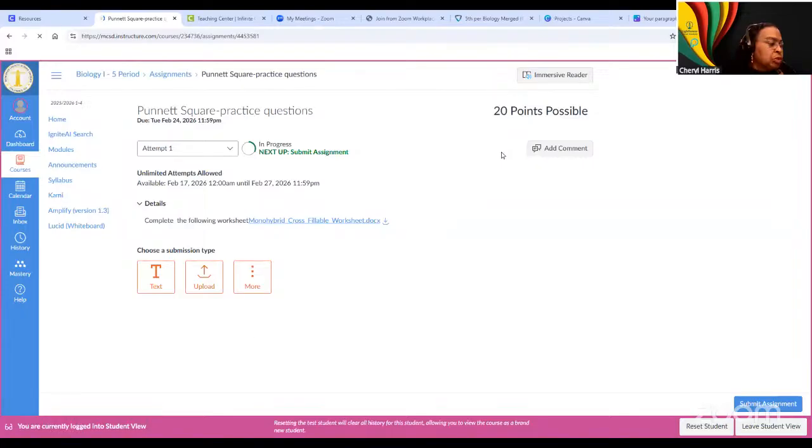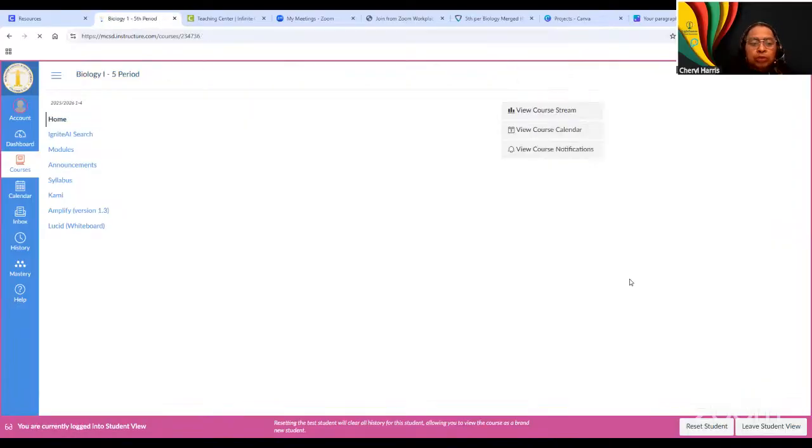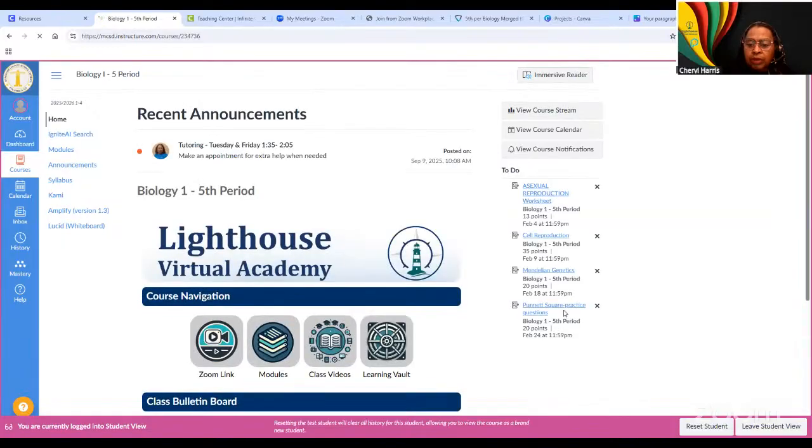All right, everybody pay attention. Those of you who are not on camera need to get on camera so I know that you're paying attention. All right, so you should have this assignment. Check your home page first. So let's look on the home page. It says Punnett Square practice questions. So you want to click on that. While you're clicking on that, let me make sure I put it in the module.